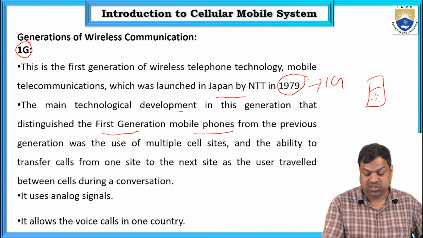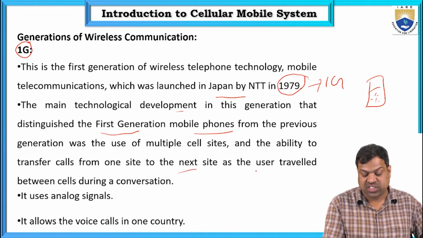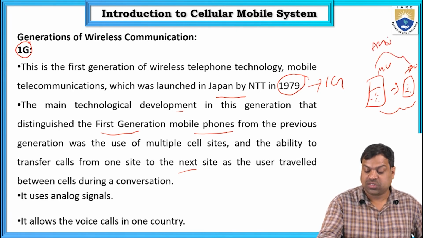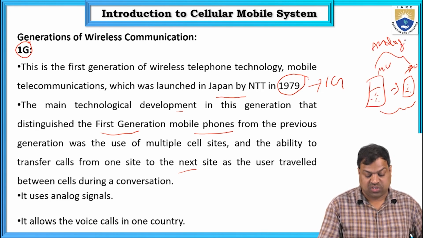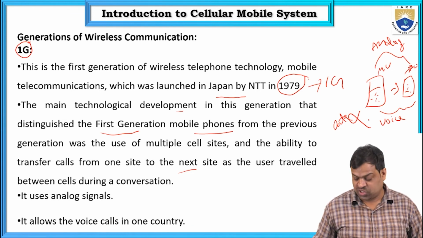The main technological development that distinguished first generation mobile phones from the previous generation was the use of multiple cell sites and the ability to transfer calls from one site to another as the user traveled between the cells during a conversation, from one mobile unit to another. It is an analog signal; the communication is analog. It allows voice calls in one country. Only voice. There is no data; data is not possible in the first generation.